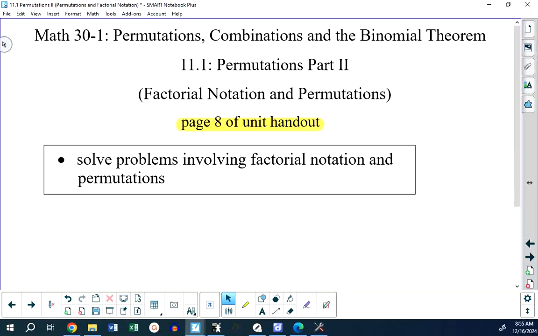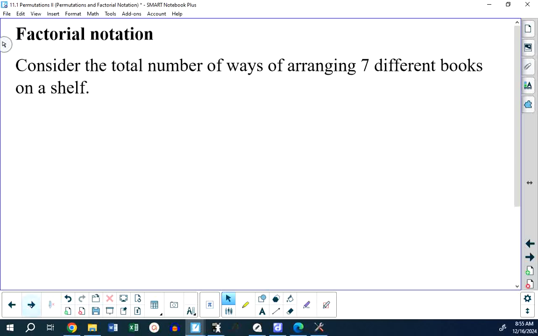Today what we're going to do is continue to work with more permutations, and we're going to be looking at factorial notation officially. Solve problems involving factorial notation and what are called permutations. So to begin with here, this is going to be fairly straightforward. If we take a look at, how many books do I have here? 7 books, and we're going to arrange them on a shelf in a row. You should know what the answer to this question is in terms of how many different ways there are to do this.